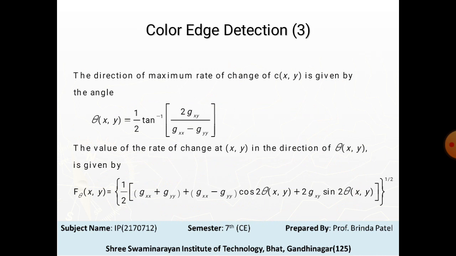So using this notation it can be shown that the direction of maximum rate of change of c of x y is given by the angle theta of xy equal to 1 by 2 tan inverse of 2gxy upon gxx minus gyy, and that the value of the rate of change at xy in the direction of theta xy is given by f of xy equal to the square root of 1 upon 2 times gxx plus gyy plus gxx minus gyy cos 2 theta xy plus 2gxy sin 2 theta xy.